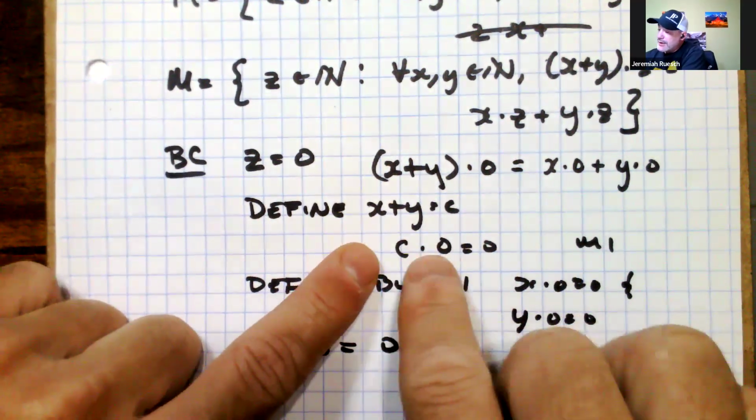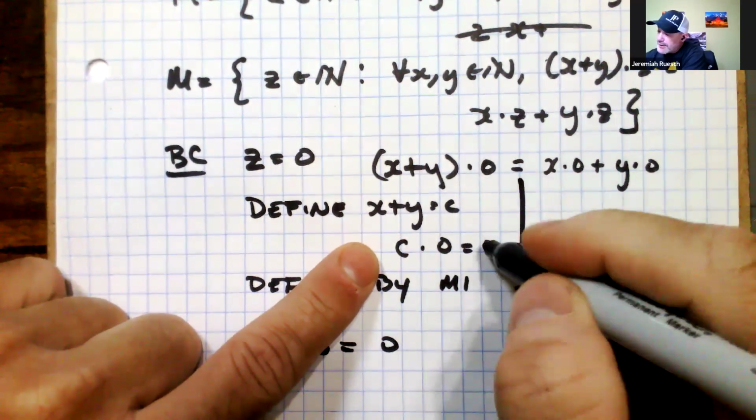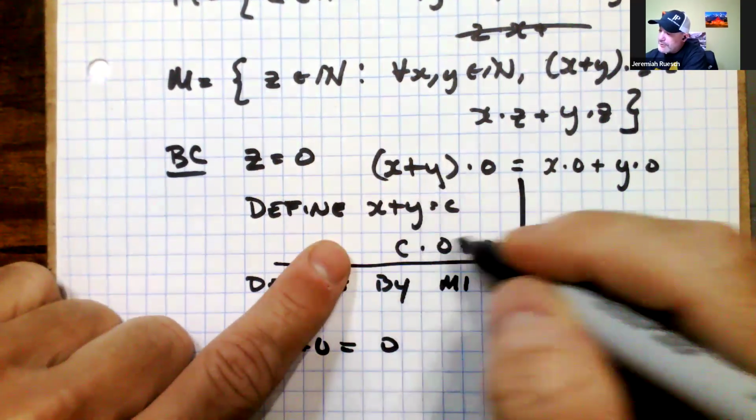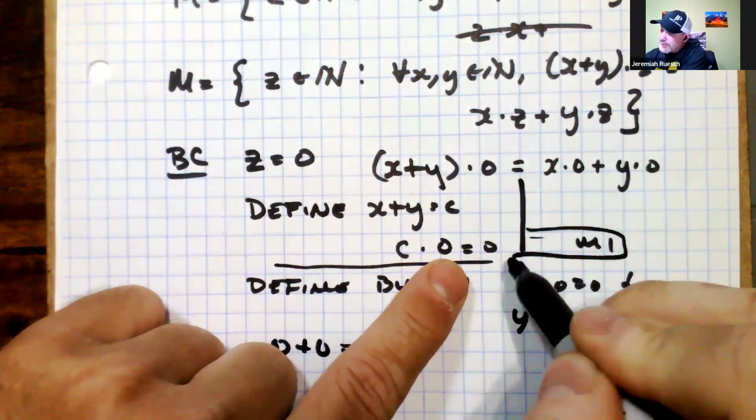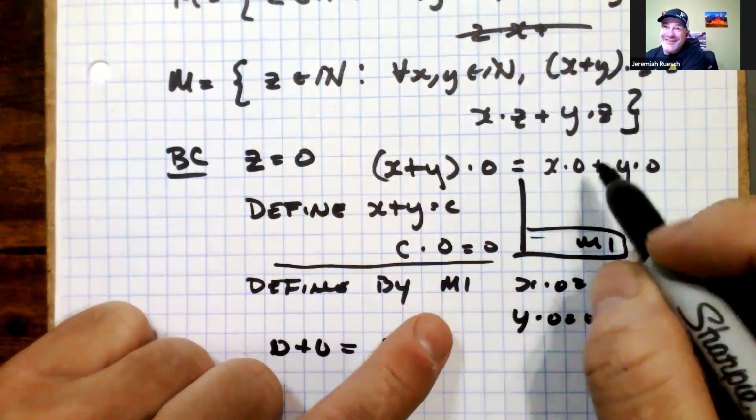So I've just shown that the left-hand side, if you think of this kind of like a line, is equal to 0. And that's by M1, that's true. Okay, so that kind of goes with that. This is horribly laid out, but hopefully it makes sense.